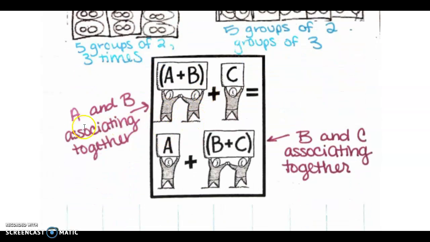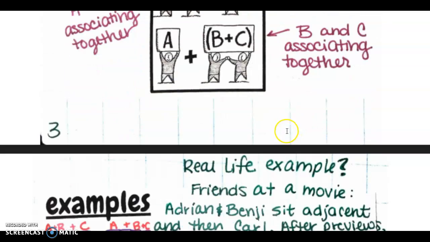Okay, so here's another picture. So you have a little more of a visual real-life example. So you have the two people, A and B, who are associating together. And then you have C there on the other side, just A plus B in parentheses, they're associating. And then A is by itself, and then B plus C are associating together. So it just gives you another little visual there.